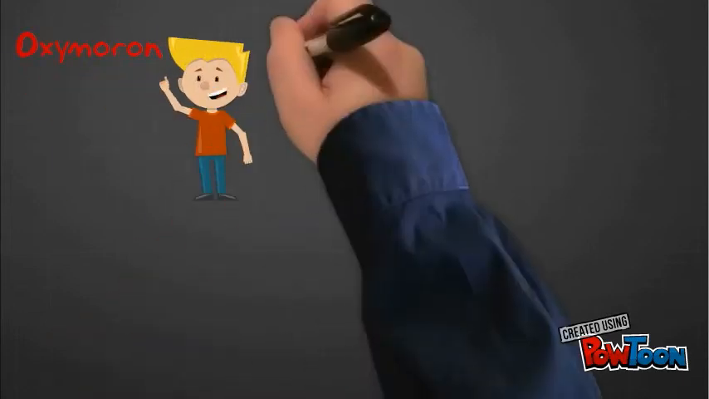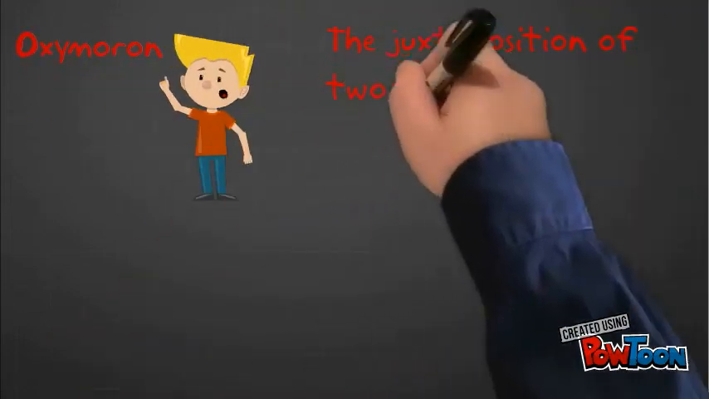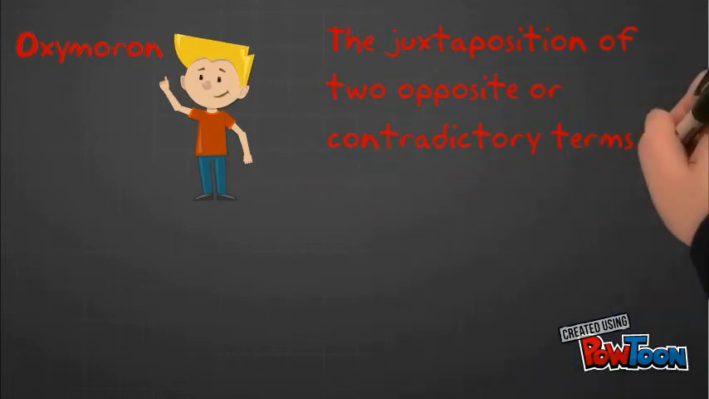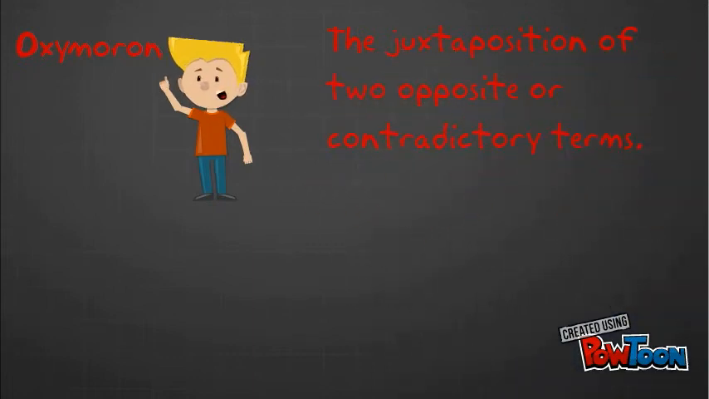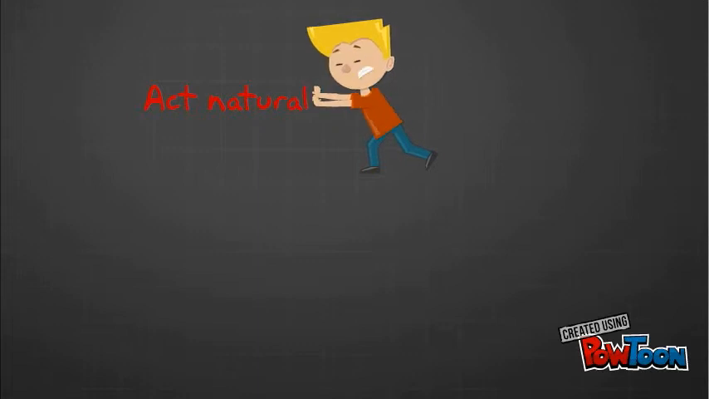Alright, two more to go. And we are moving on to the oxymoron. An oxymoron is the juxtaposition of opposite or contradictory terms. Maybe if you act natural, if you're acting, it's not natural. That would be an oxymoron.